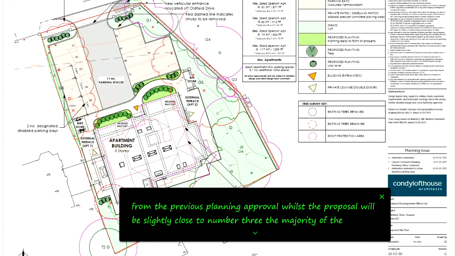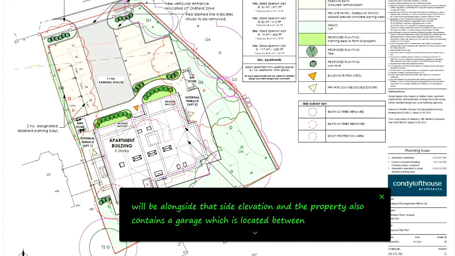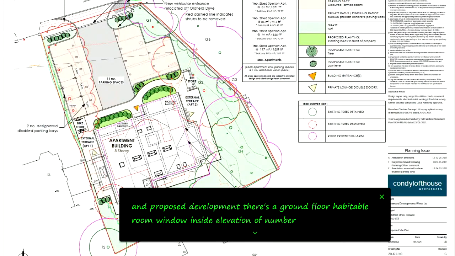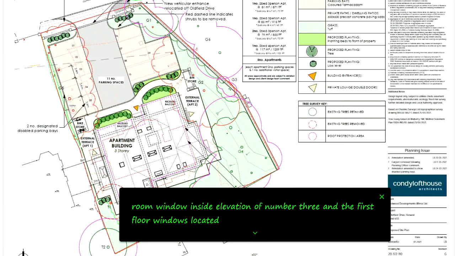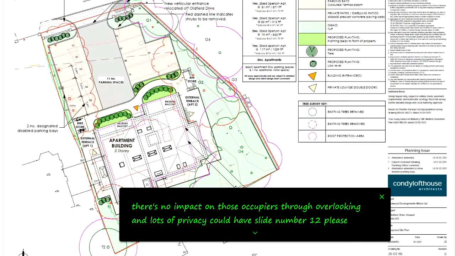Whilst the proposal will be slightly closer to number 3, the majority of the mass will be alongside that side elevation, and the property also contains a garage which is located between this property and the proposed development. There's a ground floor habitable room window in the side elevation of number 3, and the first floor windows located in the western elevation of this proposal are located forward at that elevation and this will ensure there's no impact on those occupiers through overlooking and loss of privacy.